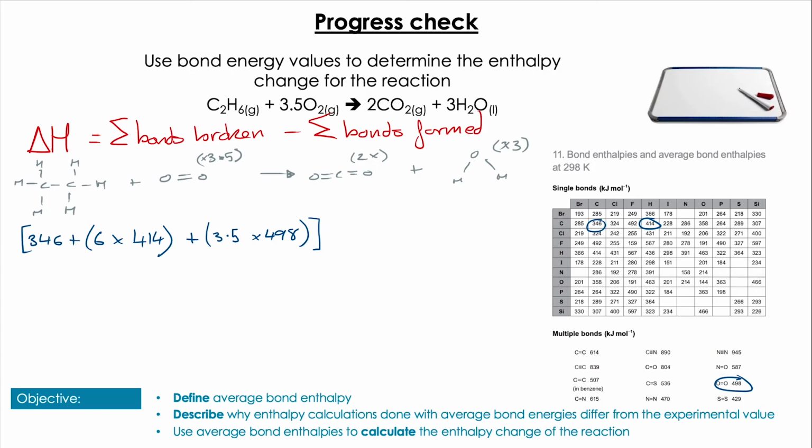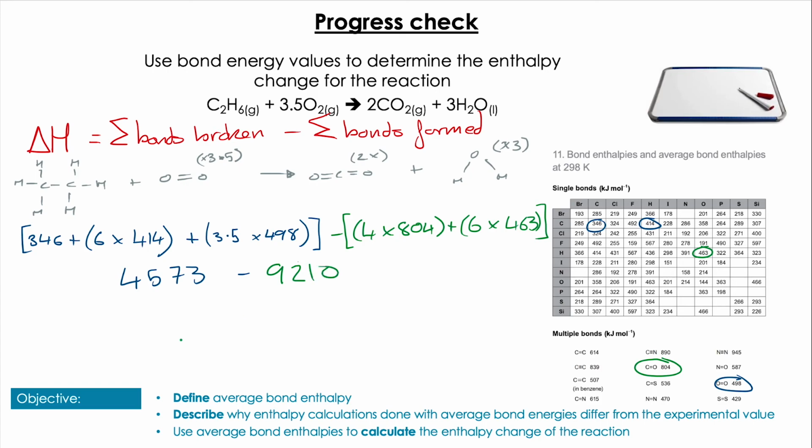Now for our bonds formed, we're going to have 4 times C double bond O, which is 804, plus 4 times OH, which is 463. So the total in the green gives us our bonds formed. So of course, once again, we do bonds broken minus bonds formed, which equals minus 4637 kilojoules per mole.